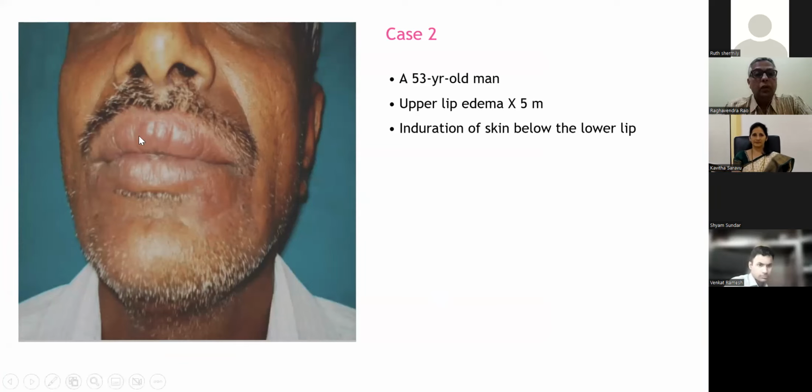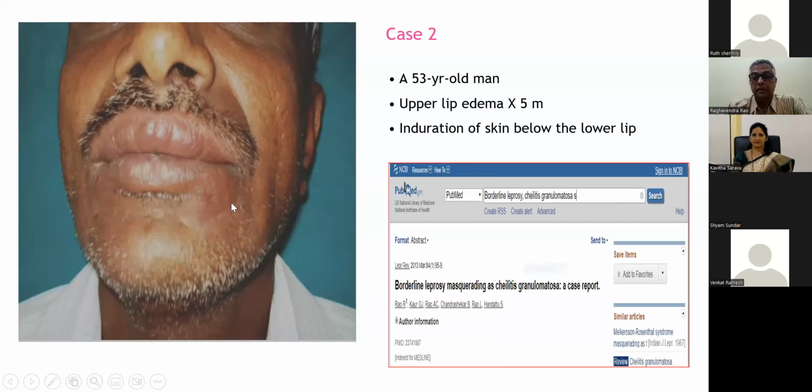When we closely looked at the lesion, in addition to the upper lip edema, there is a little bit of erythema in the lower lip area. Then we took a biopsy from this site, which confirmed the diagnosis of Hansen's disease. This case was published in Leprosy Review some time back. So this is a case of borderline leprosy presenting as macrocheilia or cheilitis granulomatosa.